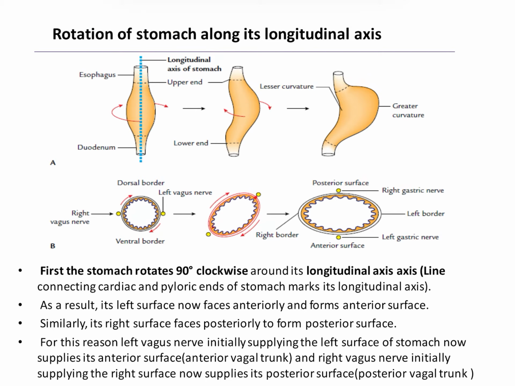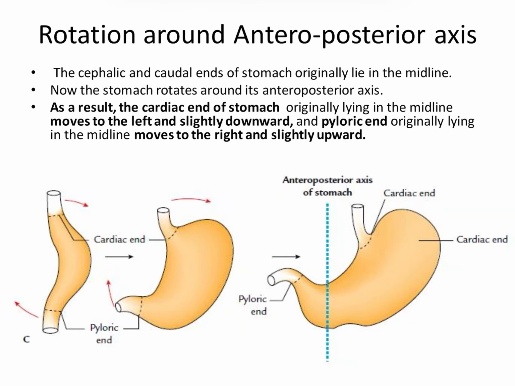So that is the reason the left vagus forms the anterior vagal trunk, because the left surface has become the anterior surface, and the right vagus forms the posterior vagal trunk. It is due to the 90 degree clockwise rotation around the longitudinal axis. Now the second rotation, which is around the anteroposterior axis, what happens due to this?